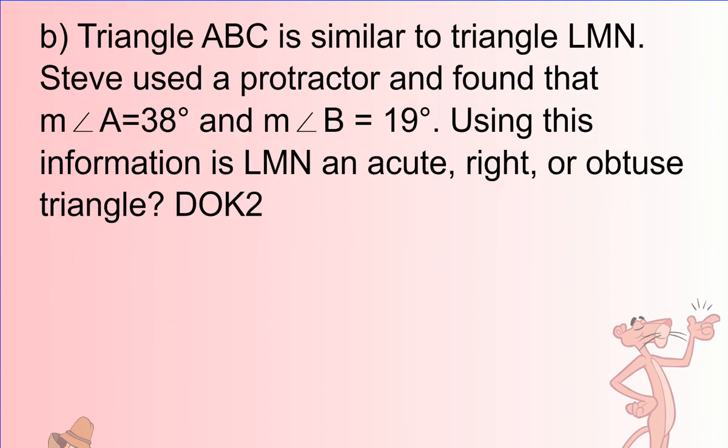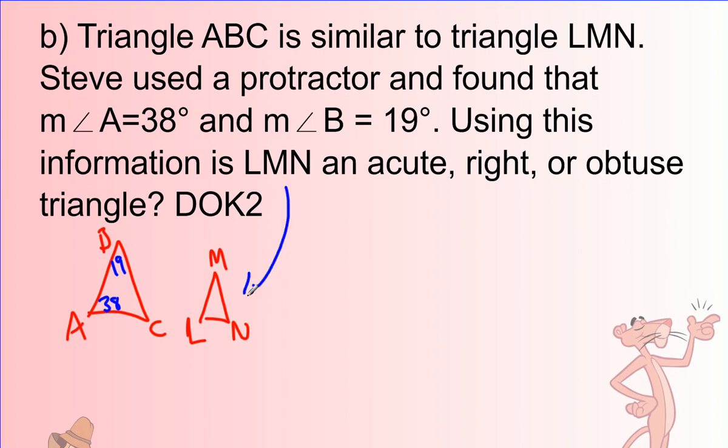Letter B. It says triangle ABC is similar to triangle LMN. Okay, so if you need to draw a picture, sure. ABC, LMN. Alright, angle A is 38 degrees. Angle B is 19 degrees. Using this information, is triangle LMN acute, right, or obtuse?